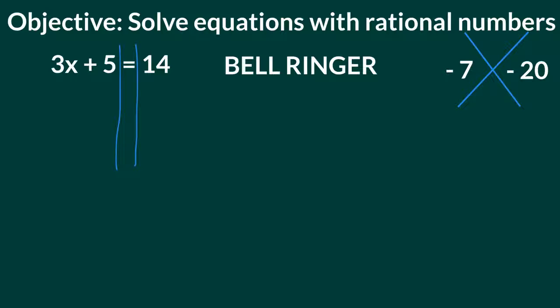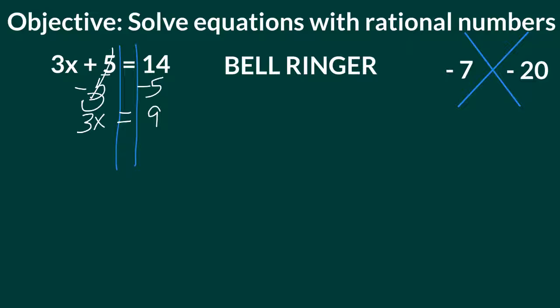We're going to do the adding first, and we're going to do the opposite of adding, which is subtract 5 from both sides. Subtracting 5 from both sides gets rid of the 5 from this side and makes this side a 9. Equal sign is still there. When I say it gets rid of it, it makes this a 0, but 3x plus 0 is just 3x.